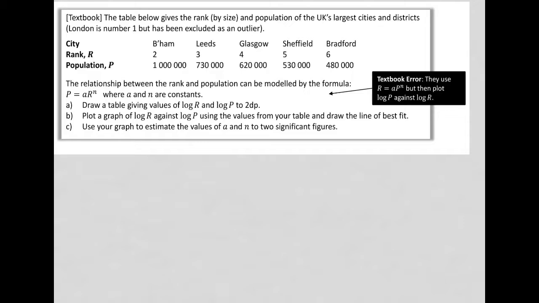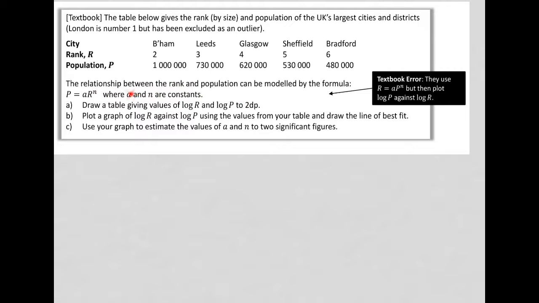The question is saying the table below gives the rank and population of the UK's largest cities and districts. London is number one, but has been excluded as an outlier. The relationship between the rank and population can be modelled by the formula P, which is your population, equals A R to the power n, where A and n are constants.